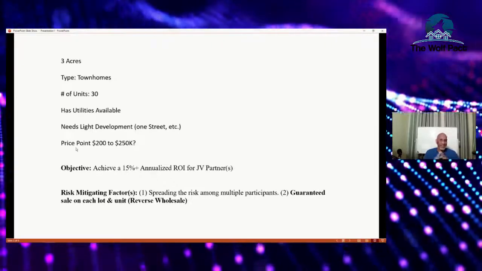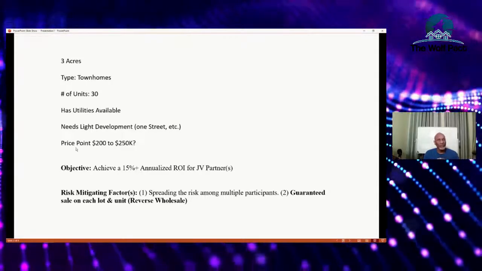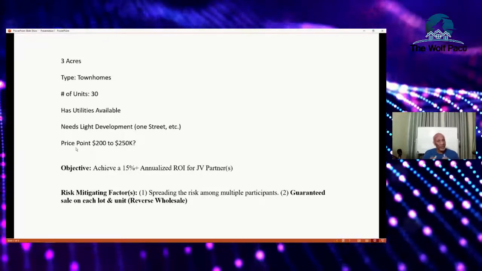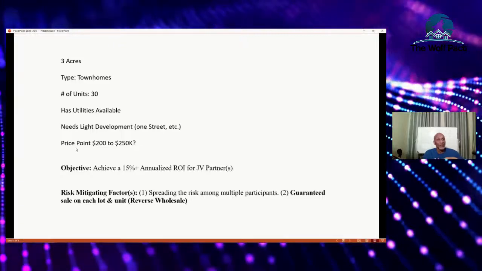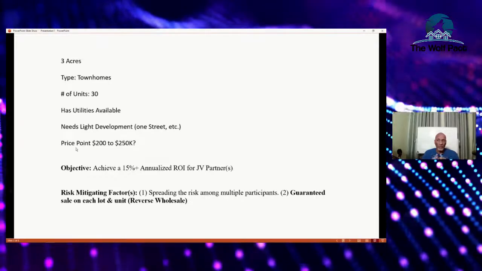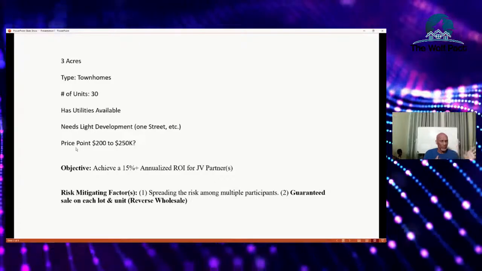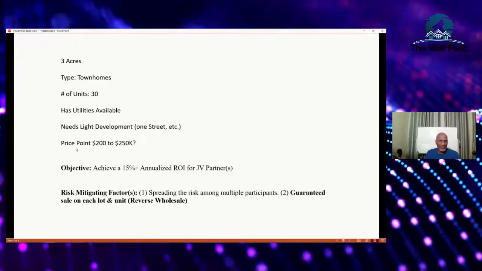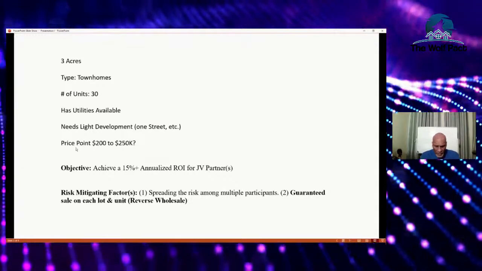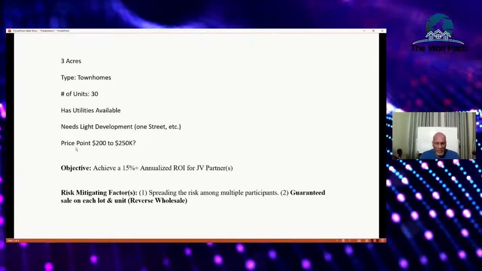But these are just strategies that we use to make sure our deals are safe for everybody involved, or at least as safe as they could possibly be. And we do that with reverse wholesale. We sell it before we even buy it or build it. So that is how we address the risk. And then we talk about profit, which we'll get to. But we do have an objective. We want to get at least 15% profit for our JV partners. But as you can see, we'll end up with 18 on this one.